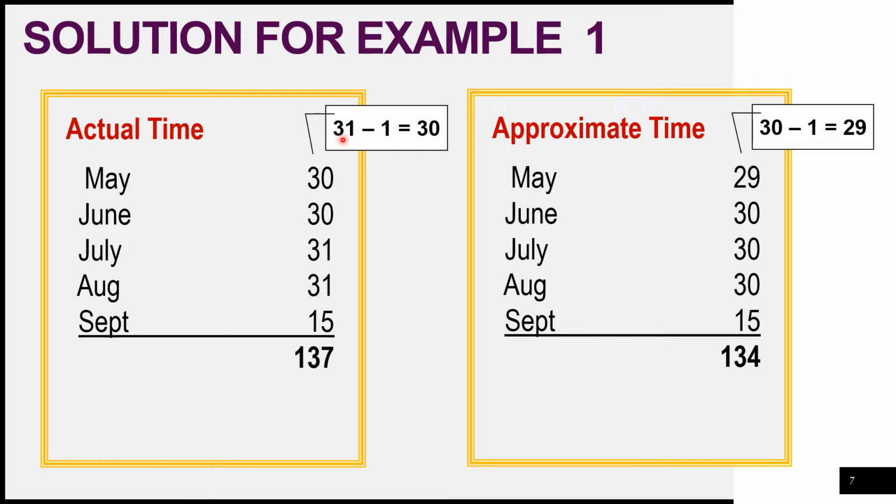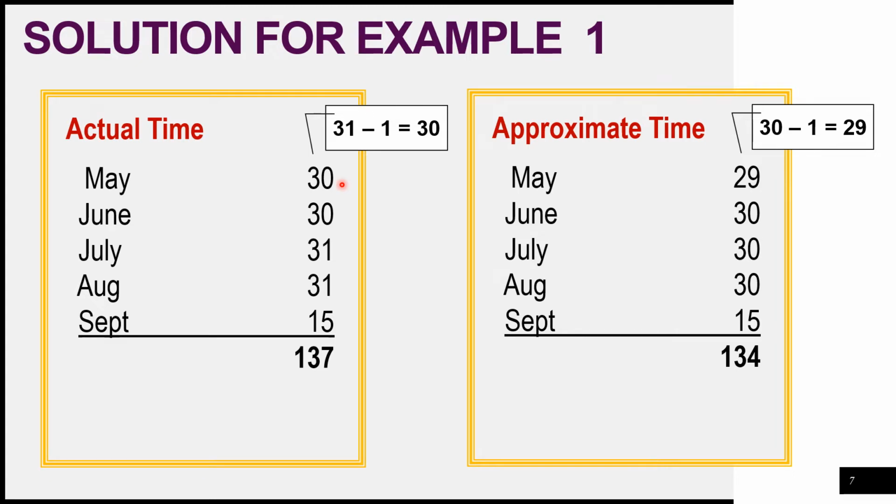Why 31? It's because the total number of days for May is 31. And why are we using 1 here? It's because the date is May 1. Subtracting, we have 31 minus 1 is equal to 30. Therefore, the number of days for the actual time for the month of May is 30.